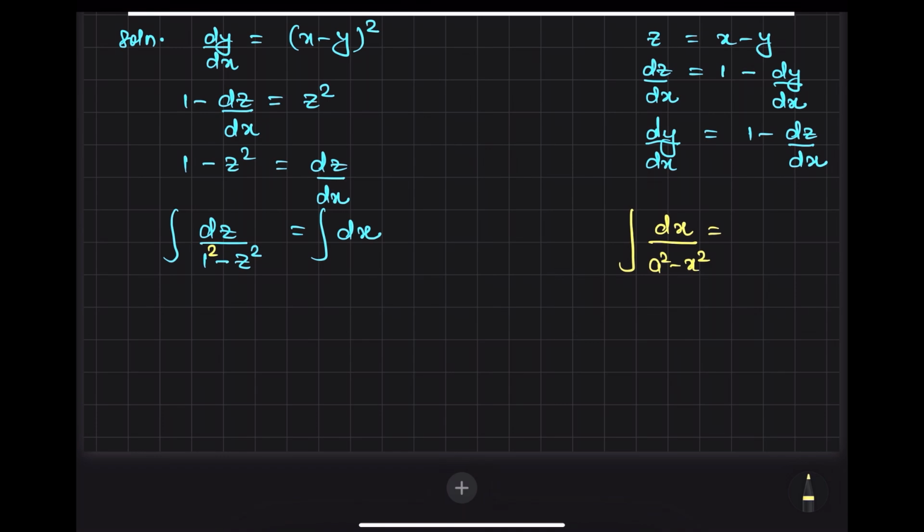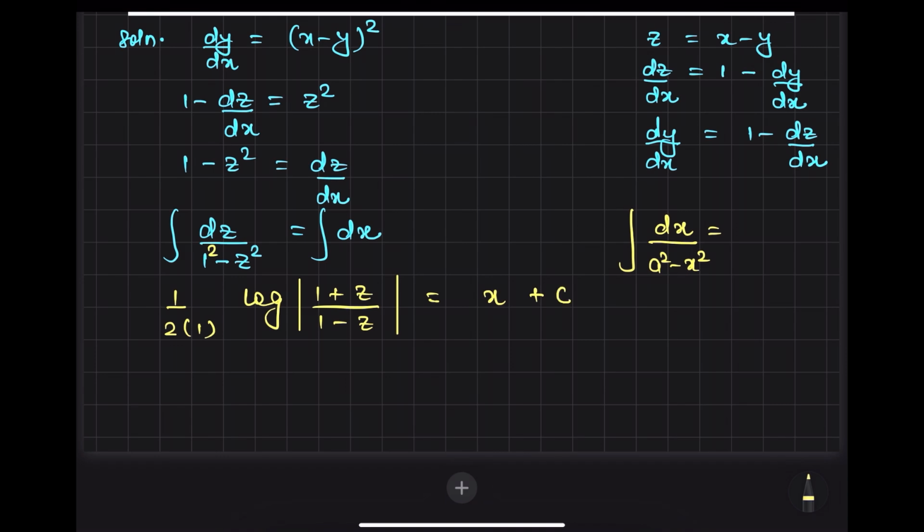Okay, so we are not comfortable, so what we will be using? 1 by 2a. So 1 by 2 is 1, and then we have to use log. Log of what? It is a square minus x square. So we will be writing a minus x on the denominator, means 1 minus z, 1 plus z on the numerator. These are things which happen a lot. Now integration of dx becomes x plus c. So we did the integration part.